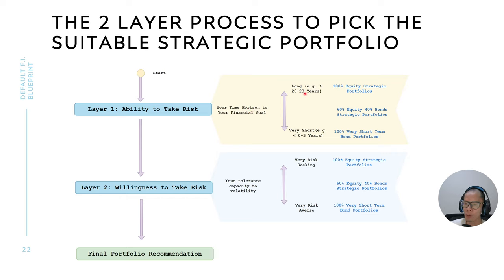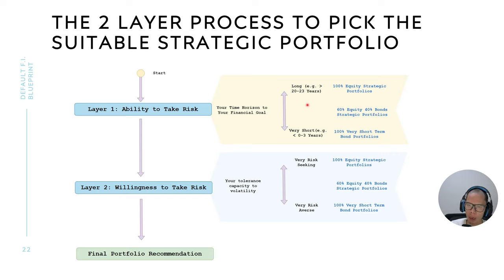So if you have a long time horizon, a long period, and Karen will fall into this camp, say 20-30 years, you can have 100% equity strategic portfolios. But if your time horizon is very short, maybe Karen is 60 or 62 years old, very close to retirement already, and you have this magic number to hit, then most likely you cannot take so much equity risk if that's the target you're looking for. So the more suitable portfolio is a 100% very short-term bond portfolio. Somewhere in between, it will be a certain equity and bond allocation.